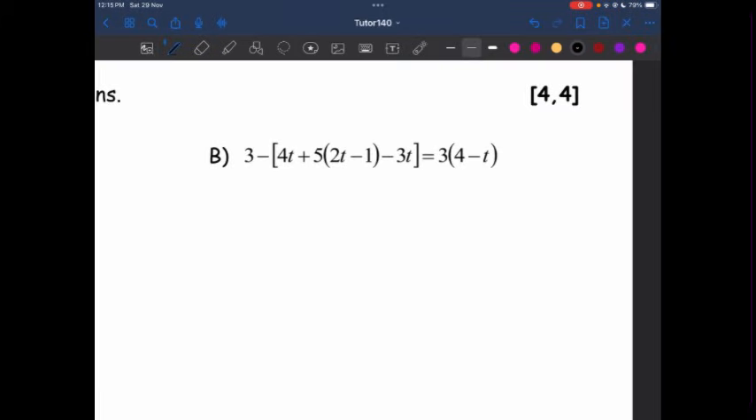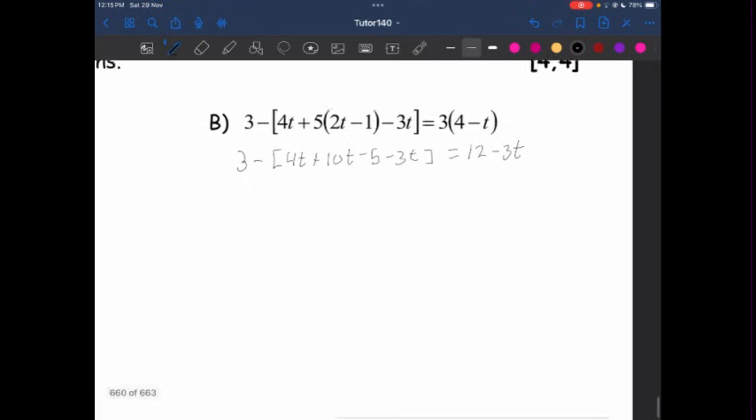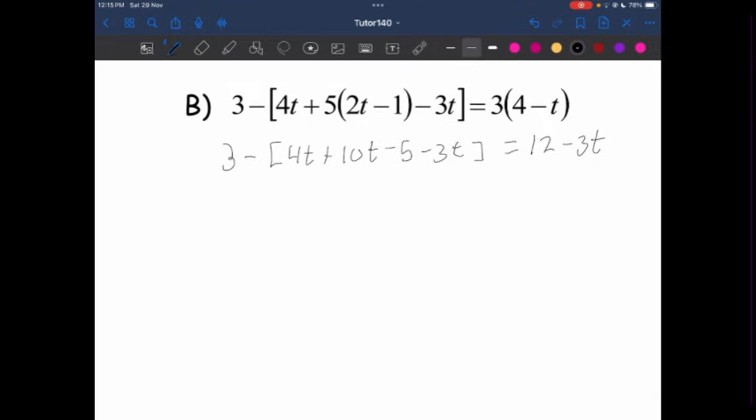Alright, for this problem, we want to work from the inner and make our way out. So we have 3 minus 4t plus 5 times 2t is 10t. 5 times negative 1 is minus 5, and then we have minus 3t. Distribute. 3 times 4 is 12, and then 3 times minus t is minus 3t. I'm going to simplify inside. So we have 3 minus 4t plus 10t is 14t. Minus 3t, that's 11t.